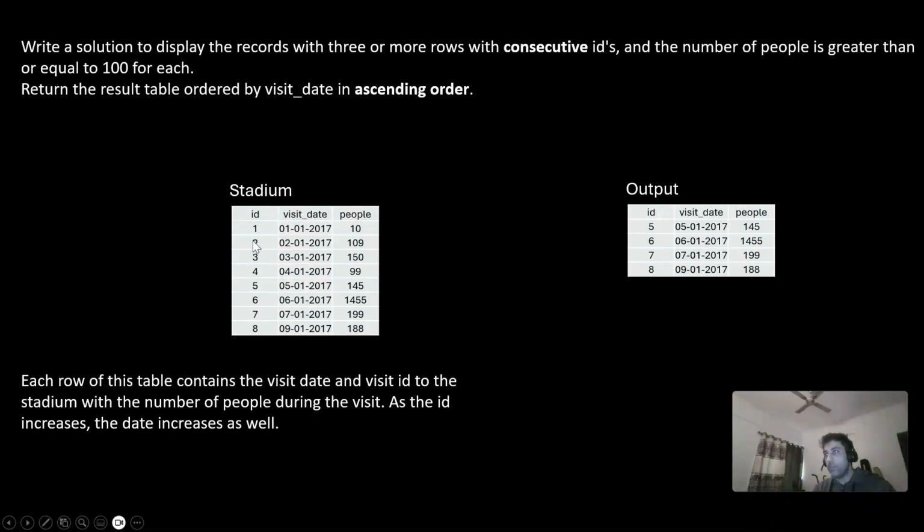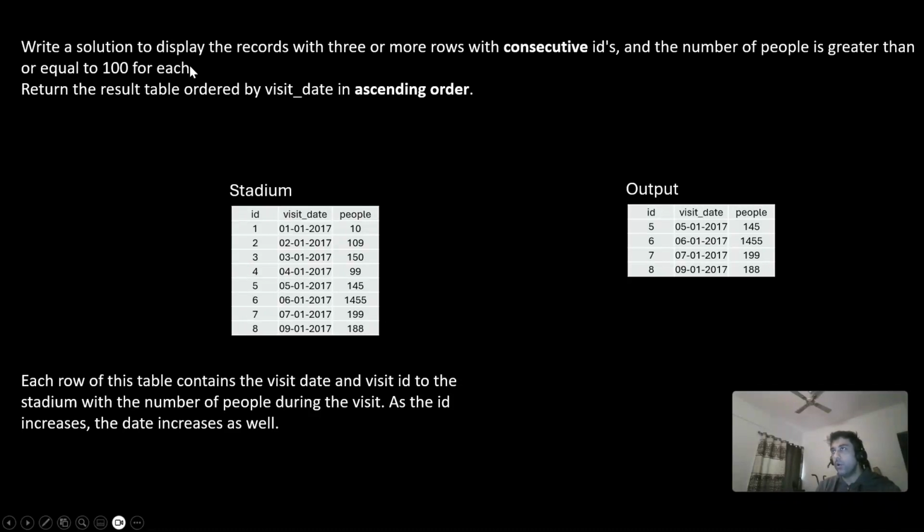And what it also says is that as the ID increases, the visit date also increases. Every visit date will have a unique ID, and it is increasing in the ascending order of the dates. So that's the content of the stadium table.